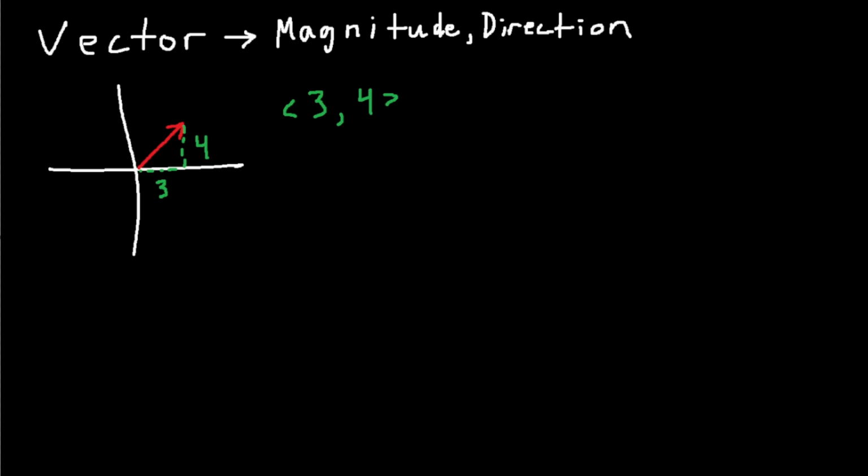So let's use the Pythagorean theorem. Let's do the square root of 3 squared plus 4 squared. Well, not plus the square root. I square root all of it at the end. What is this equal to? It's equal to 5. It's one of the Pythagorean triples, 3, 4, 5. That's one of them. So the magnitude of this vector would be 5.